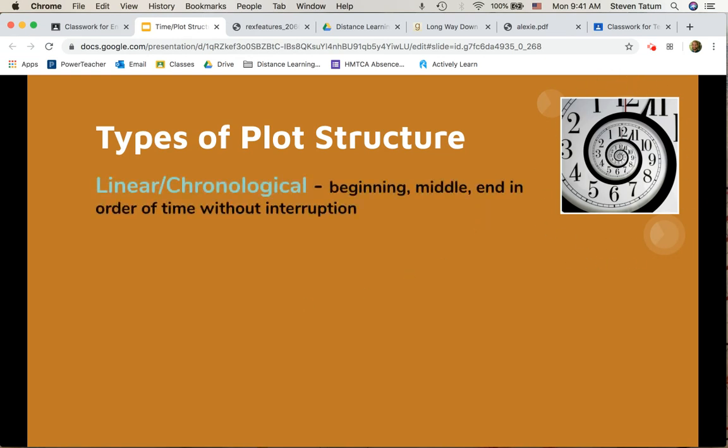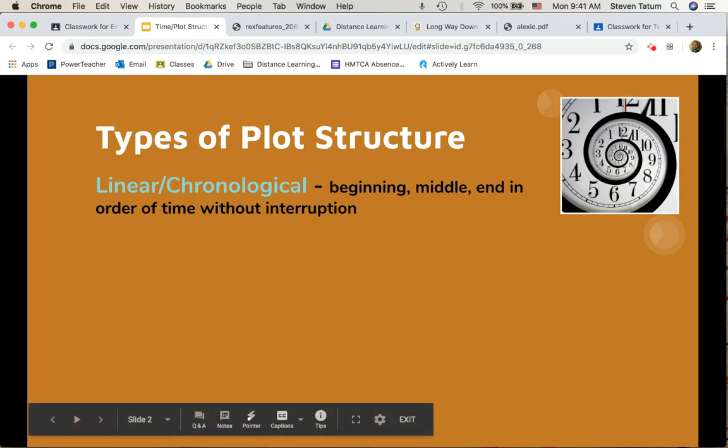The most common type of plot structure is called linear or chronological. This is where time just flows very simply through the story from beginning to the middle to the end without any kind of interruptions. Maybe there's some quick flashbacks or something like that, but mostly it's just going from beginning to the middle through the end.